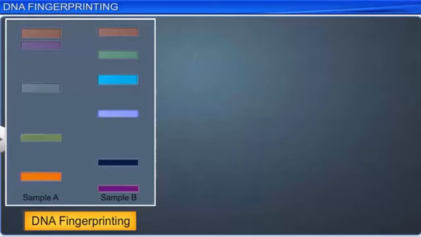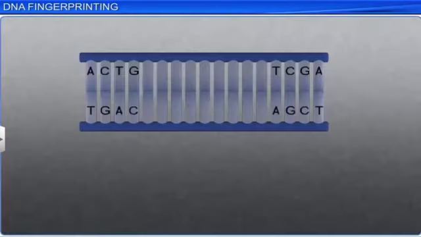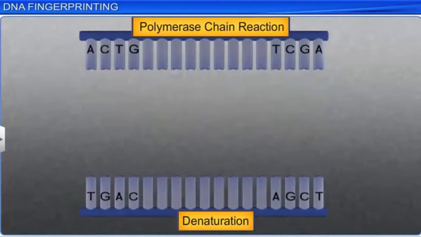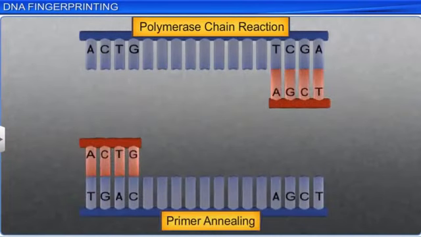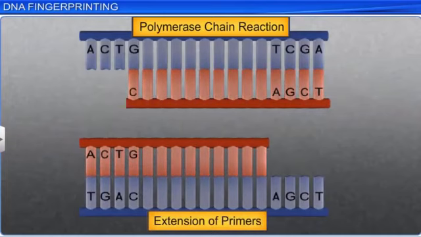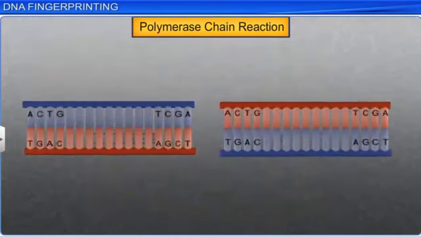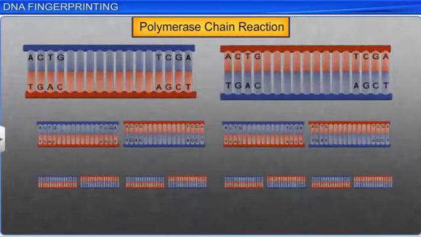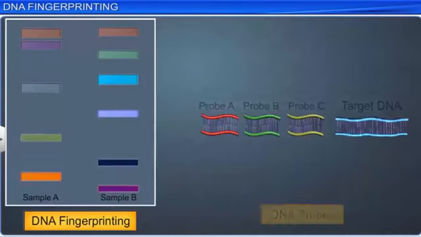Today, the accuracy of the DNA fingerprinting technique has further improved due to the advent of the polymerase chain reaction, or PCR, where multiple copies of a single DNA sequence can be made. DNA fingerprinting has also advanced due to the use of different types of DNA probes.